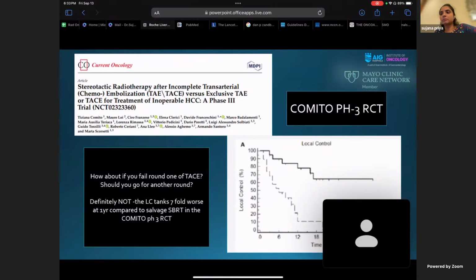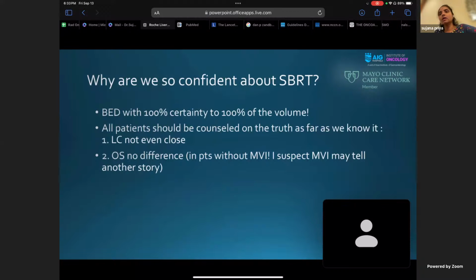Again, there is the Comito phase 3 trial, which has definitely shown a better response with SBRT, especially with respect to local control. So why are we so confident about SBRT? Because we are extremely certain that we'll be able to deliver a BED of 100% with certainty to 100% of the volume, because we know what we're doing, we are seeing what we're doing. All patients should be counseled on the truth as far as we know it, and local control is not even close to other modalities. You have already seen the Comito trial and the Sapir et al. paper, where local control is definitely 4 times better, or 10 times better in the Comito trial.